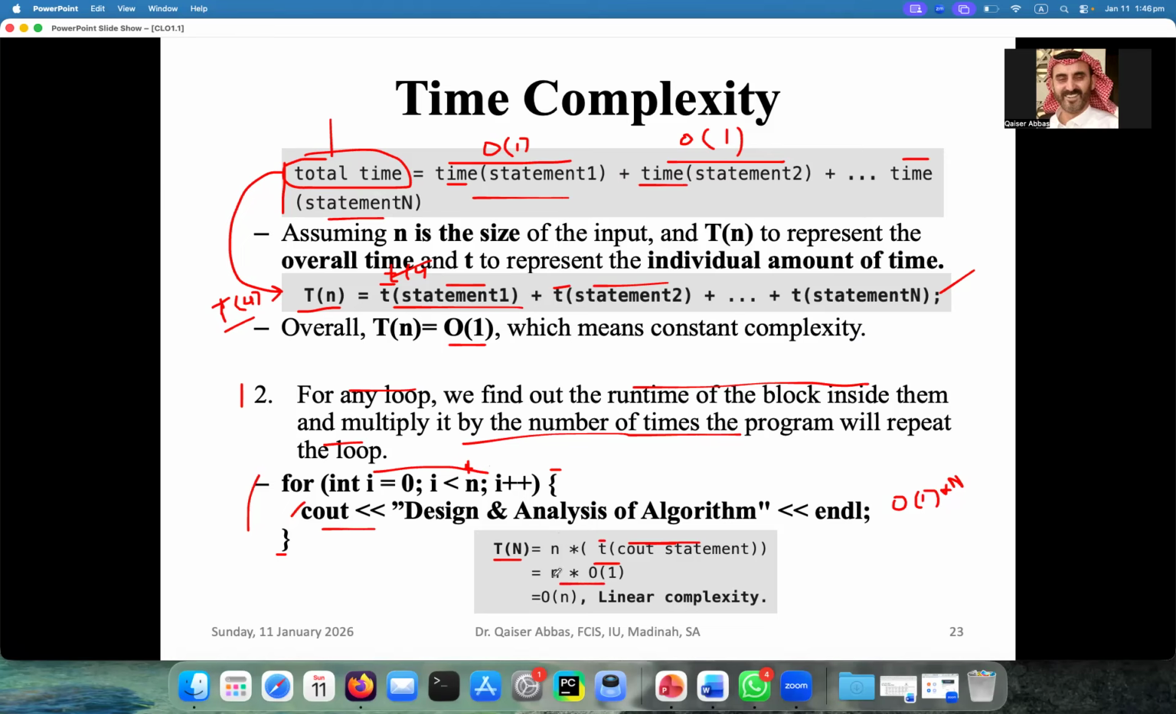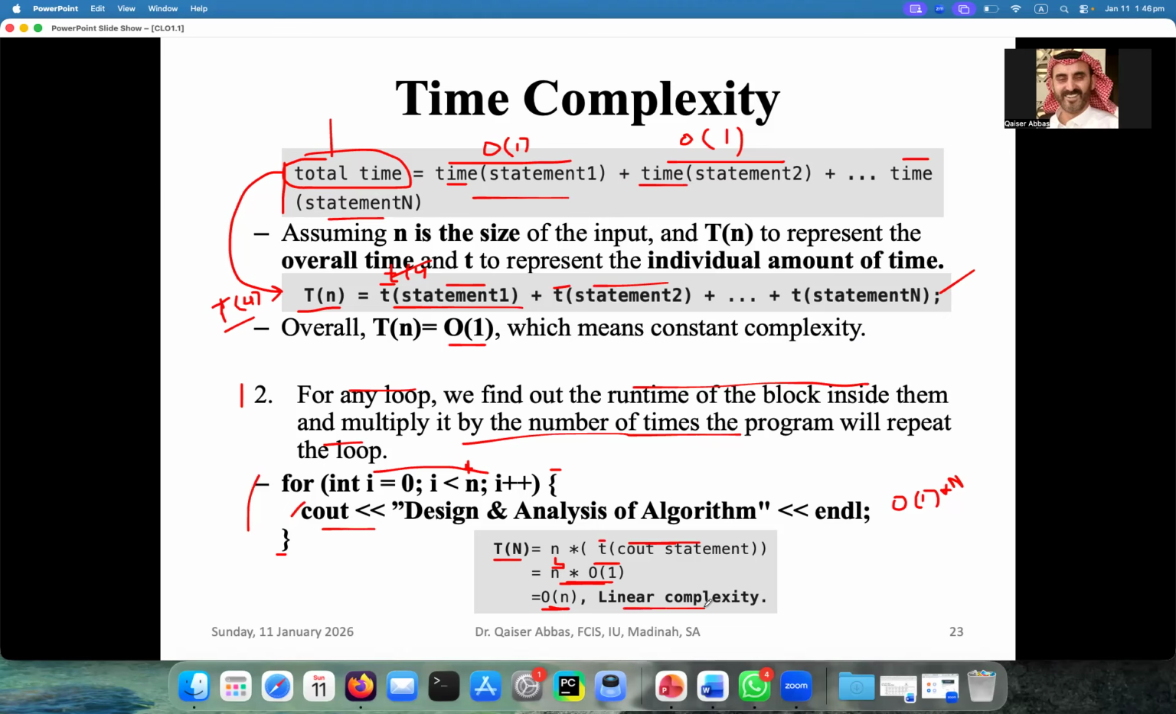And when you are multiplying it with n, n multiplied by 1, mathematically, what answer you will have? n. If I say 4 multiplied by 1, what answer you will have? 4. But here we are writing it generally, n multiplied by 1. So then order of n. And if it is order of n, this is called linear complexity.